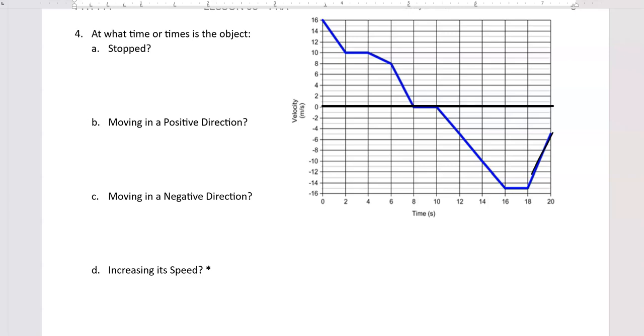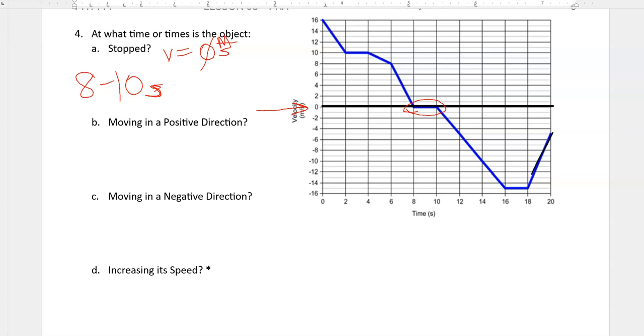So what does it mean to be stopped? Well, what it means to be stopped is that the velocity is 0. It's 0 meters per second. Well, when is it 0 meters per second? Anytime it hits that axis. Well, you can see right there, that is the 8 to 10 second period of time. Any time between 8 and 10 seconds, the object is stopped.